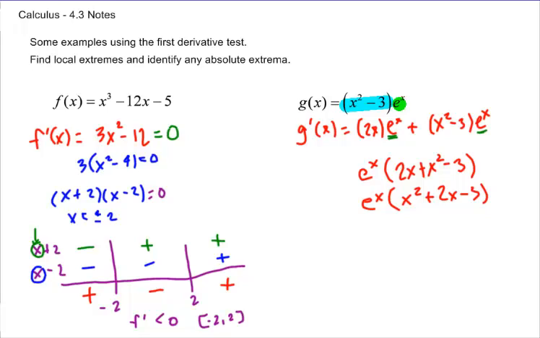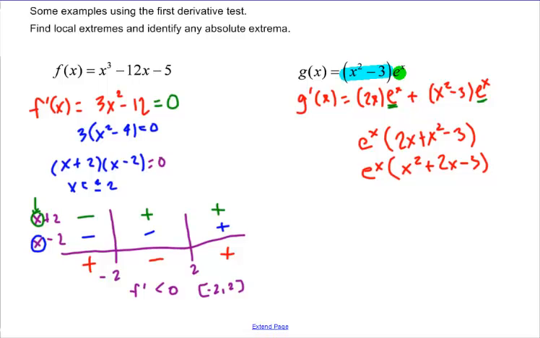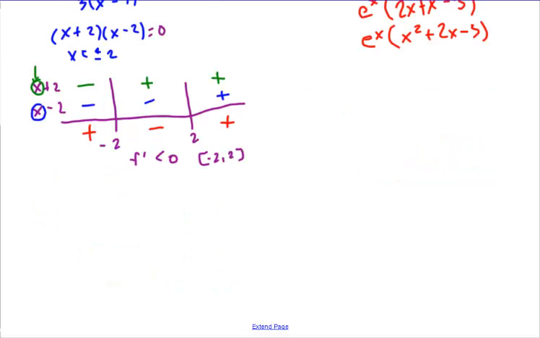And then we can say that f prime is greater than 0 from negative infinity to negative 2. And f prime is greater than 0 from 2 to infinity. Okay? And that's what we're interested in. That's what we want to know.